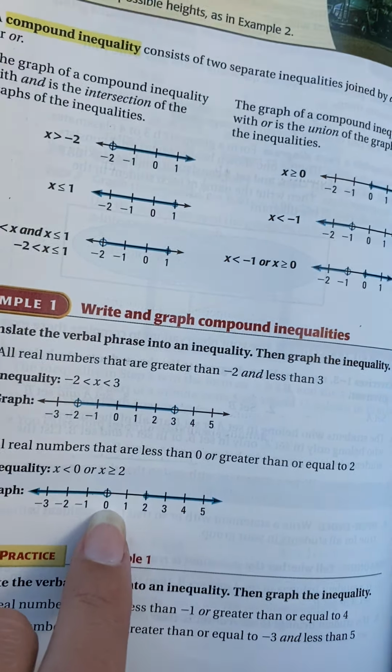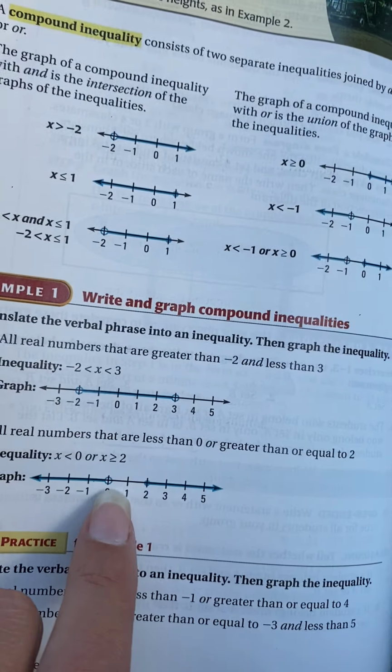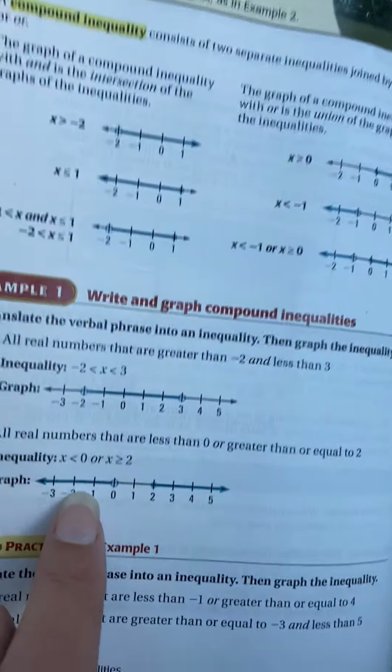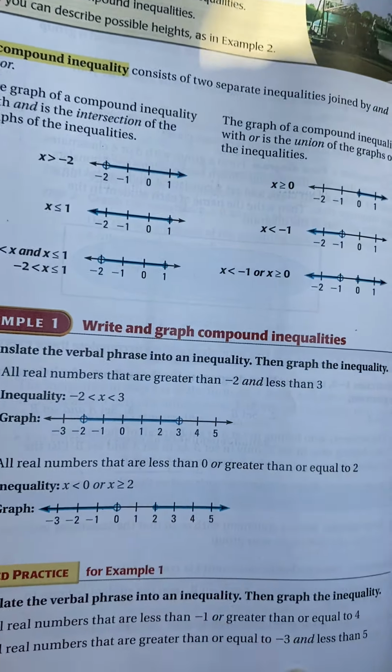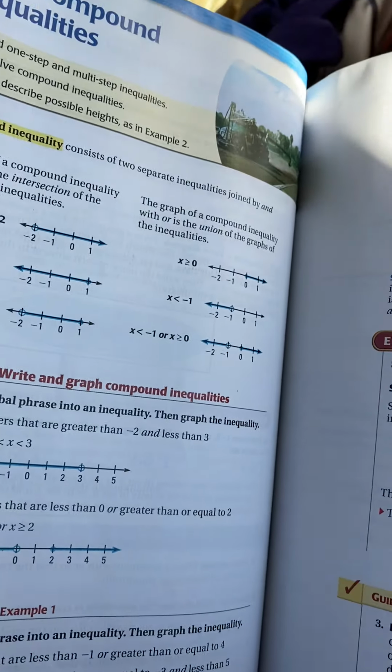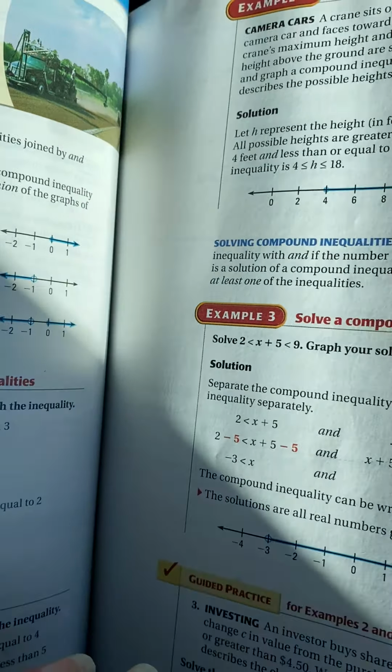Now we've got x is less than 0, or x is greater than 2. So we're going to take the 0 and it's less than that. So we have an open dot and it's going to go down the number line because it's going to be less than 0, and then 2, and we're going to go up the number line because it's going to be greater than 2.